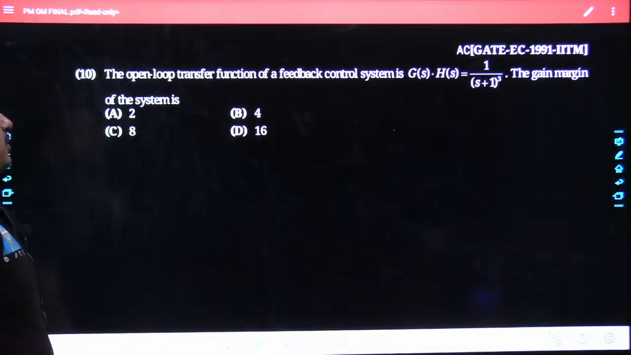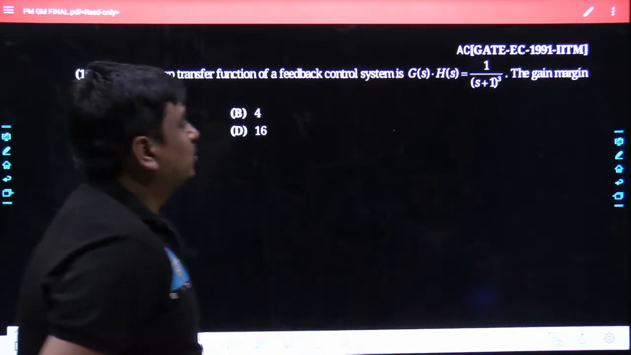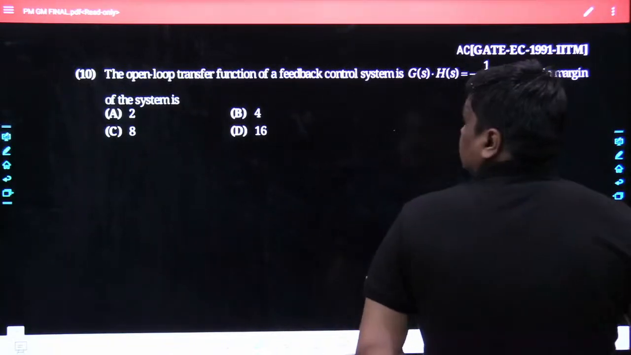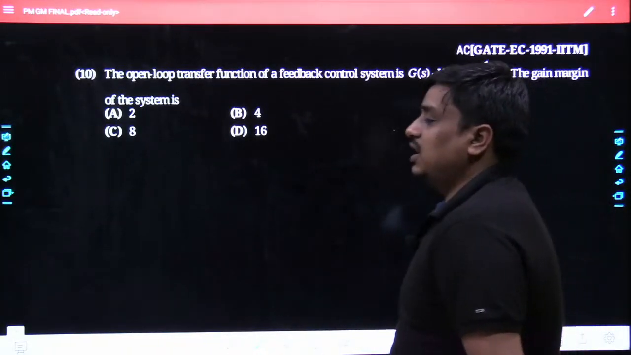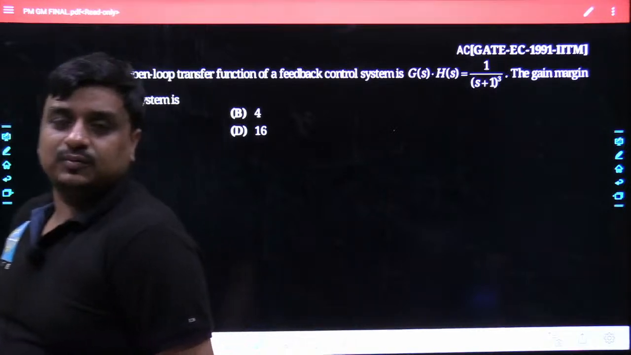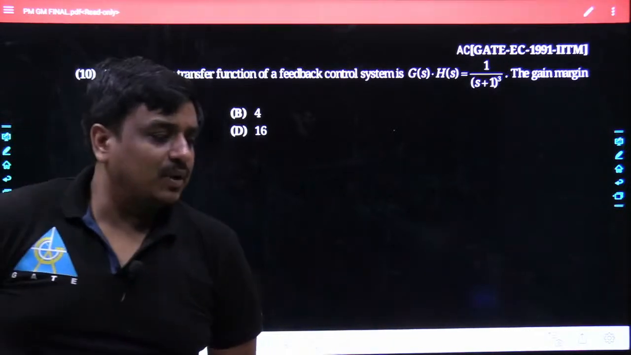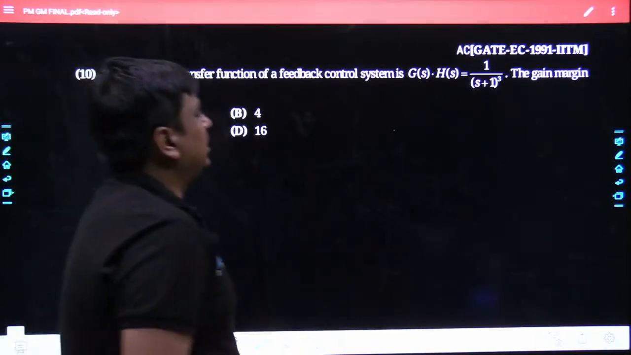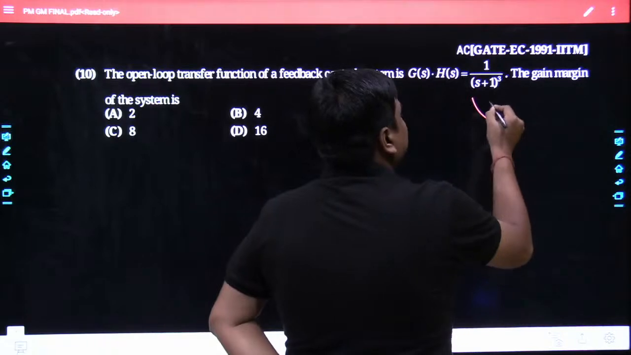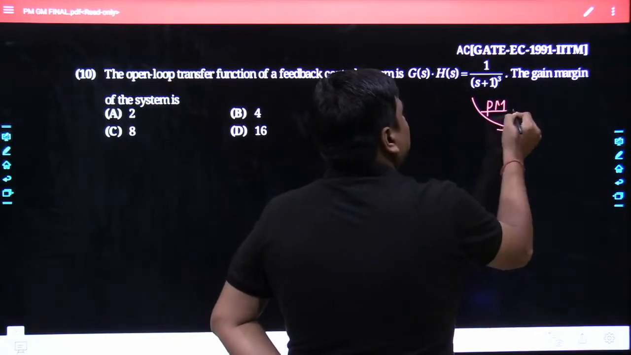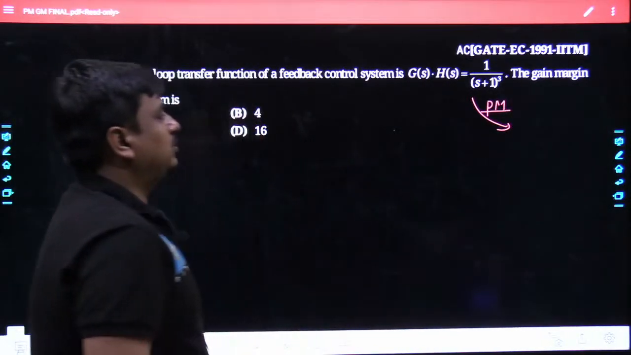The next question: the open loop transfer function of a feedback control system G(s)H(s) is equal to 1 divided by (s plus 1) to the power of 3. The gain margin of this system is... anyway, keep aside the gain margin and focus on the phase margin. Tell me, what would be the phase margin for this given problem?